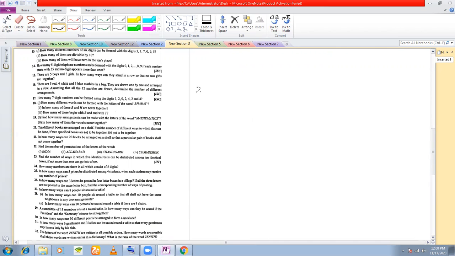Yes, number 24. How many numbers are there in all which contain 5 digits? Now, 5-digit numbers will look something like this. And they are formed with the digits 0, 1, 2, 3, 4, 5, 6, 7, 8, and 9. Okay, 10 digits. If you put in each of these places, you will get a 5-digit number, right?